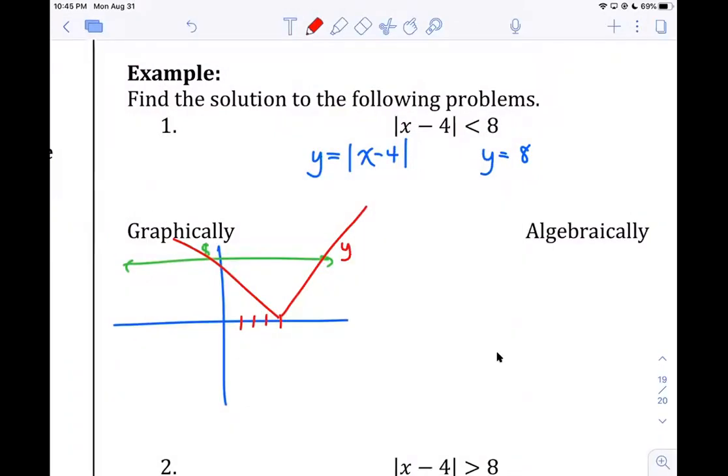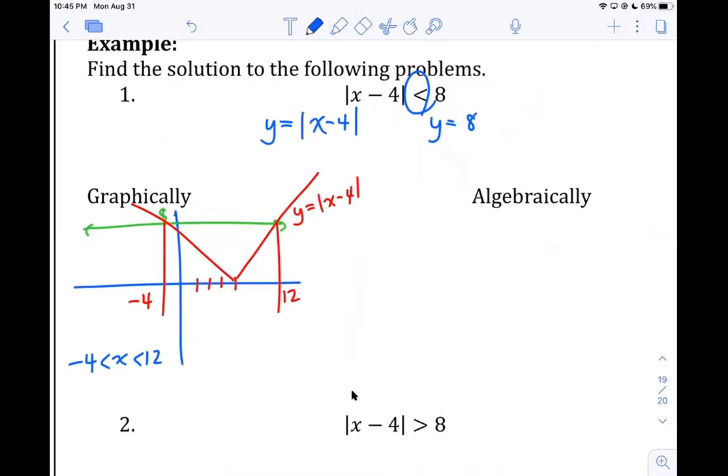And so which part of this graph is below the green line? That's going to be here, between these two x values. And from decimals, we know that this is -4 to 12. So we can say that the solution is between -4 and 12. Do we include the two points? No, because it's less than, not equal to. So we're not going to include the two endpoints. Okay?